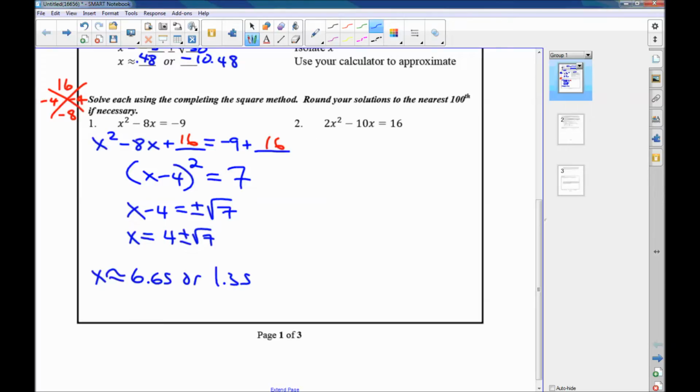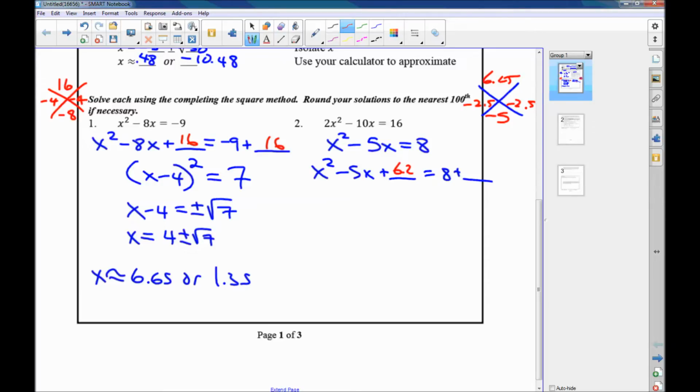All right, number 2, unfortunately, is not in the correct form. We have 2x squared. We need a 1x squared there. So I'll just divide all of the terms by 2. So x squared minus 5x equals 8. Okay, and then we have to figure out what we can add to complete the square here on the left side. So we're going to add something to both sides. And we want these two numbers to add up to negative 5. So they have to be the same. So half of that would be negative 2.5. And then negative 2.5 squared is 6.25. So we're going to add 6.25 to both sides.